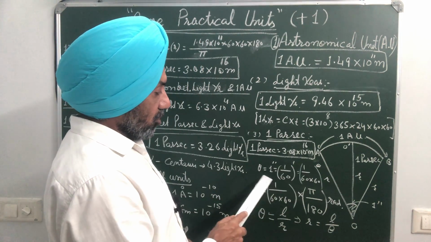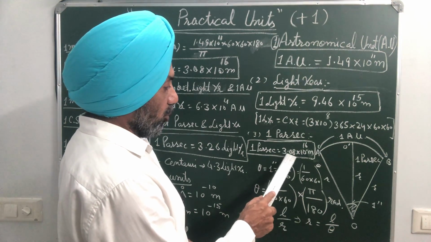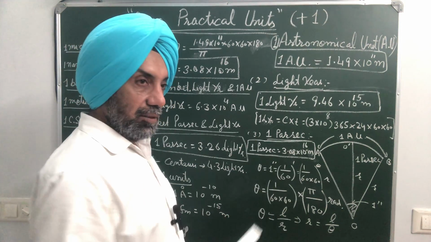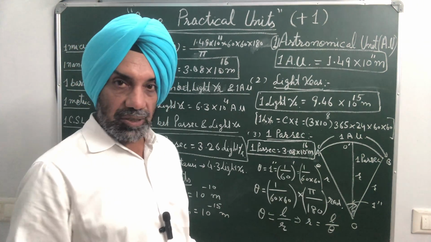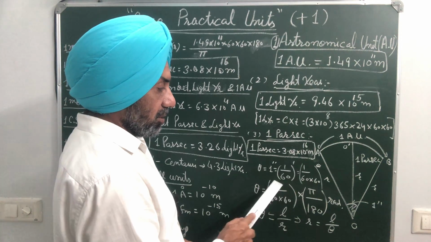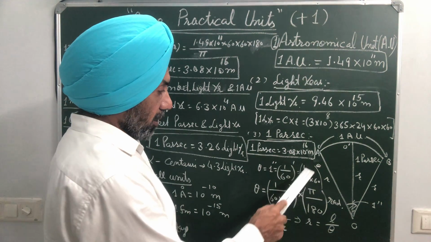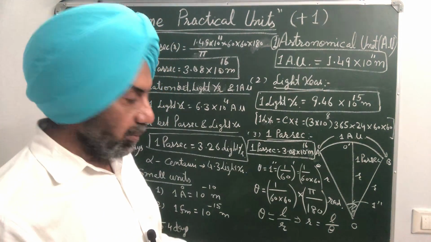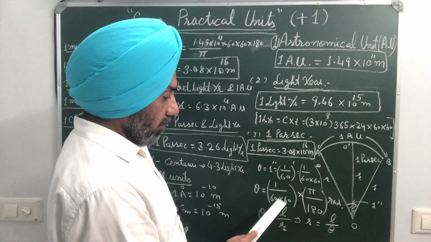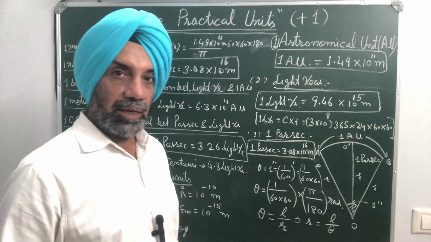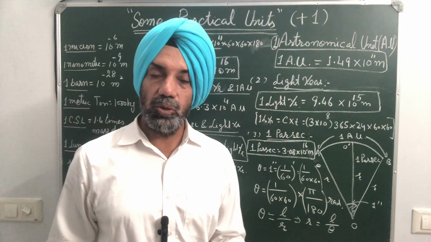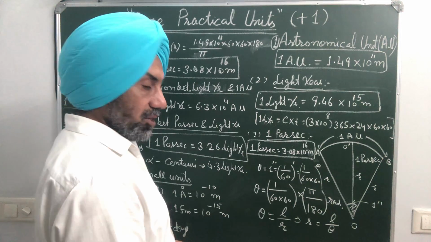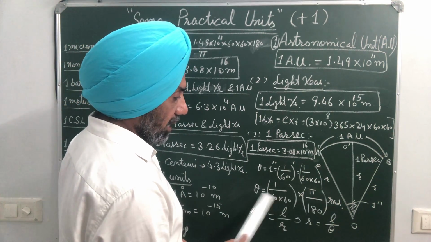We can calculate the value of 1 parsec, which comes out to 3.08 × 10^16 meter, because theta is equal to 1 second. Convert this 1 second into radians. 1 second means 1 by 60 minute, because 1 minute is equal to 60 second. Then 1 by 60 × 60 degrees, because 1 degree is equal to 60 minute. Then theta is equal to 1 by (60 × 60) × pi by 180 in radians, because 180 degree is equal to pi radian, or 1 degree is equal to pi by 180 radians. So this is the value of theta in radians.